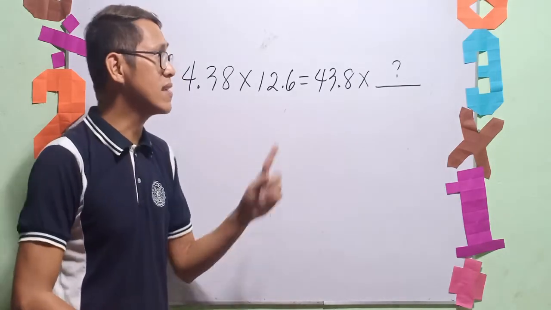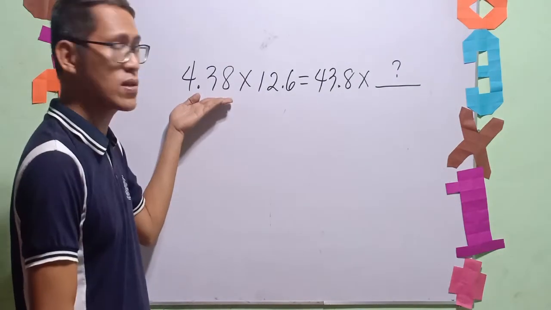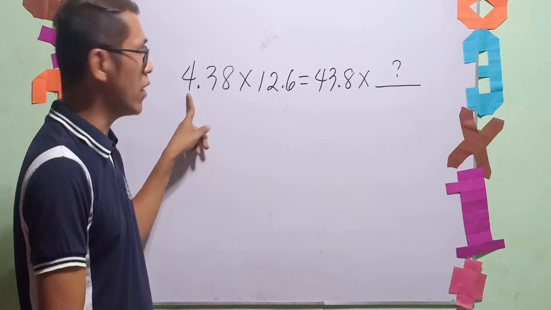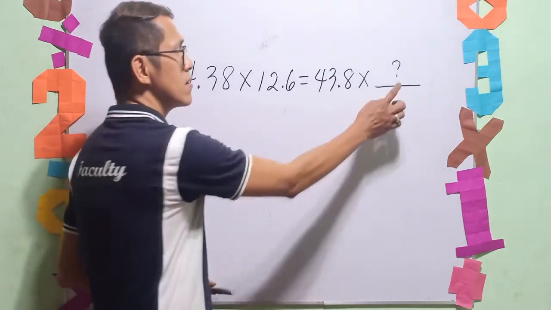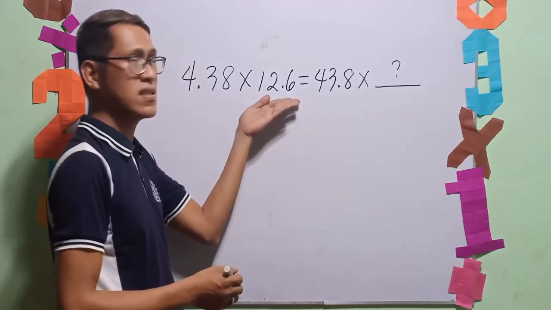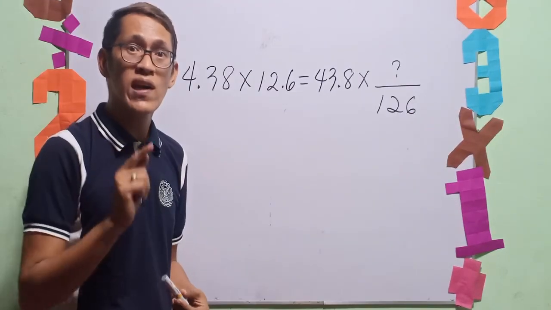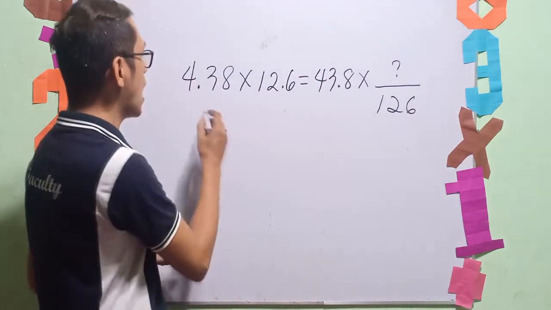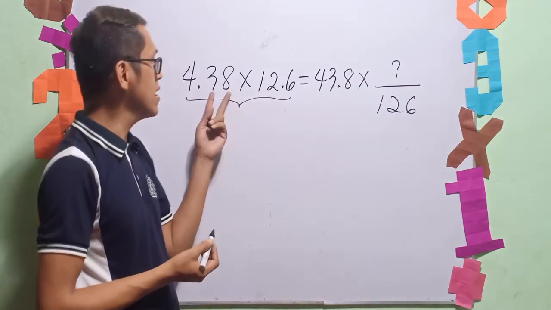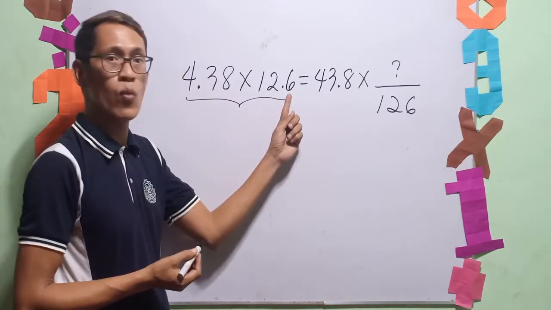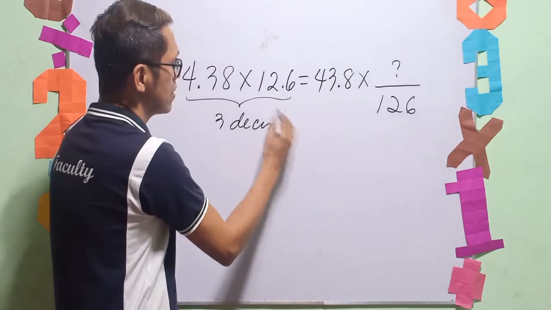Okay, let's see if you can get the correct answer there. Now take a look here. Take a look at this number. The digits are 438. So meaning the missing number here has these digits 1, 2, 6. But the problem is, where will you put the decimal point? Let's count the number of decimal places in these factors. Here you have 2 decimal places. Here you have 1. So 2 plus 1, you have 3 decimal places here.